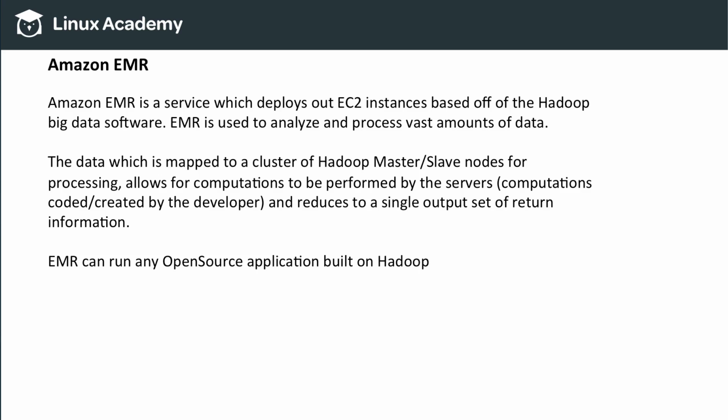Amazon Elastic MapReduce is a service which deploys EC2 instances based off of the Hadoop big data software. EMR is used to analyze and process vast amounts of data. This data is generally unorganized data, and there's lots of it. For example, a text file that's 5 gigabytes in size that contains a ton of information, maybe logs to your website, maybe customer purchases, things that are not already organized inside of a relational database that we could query to find information on. We want to use this to find information and trends within a large amount of data.